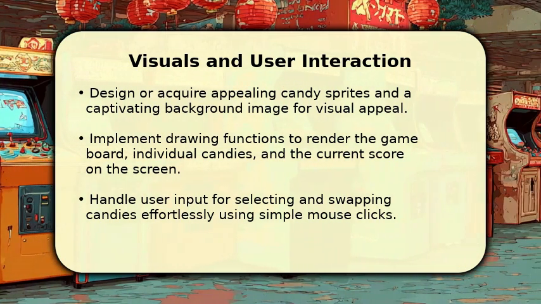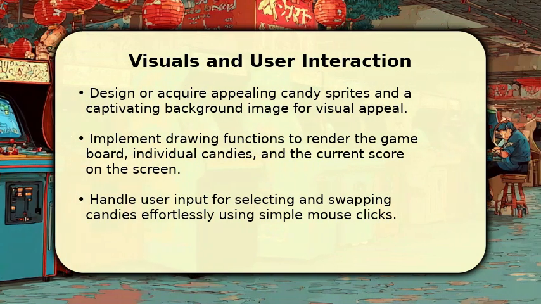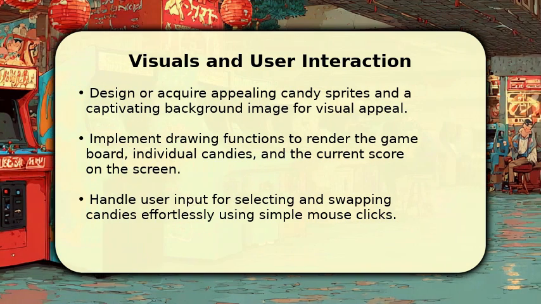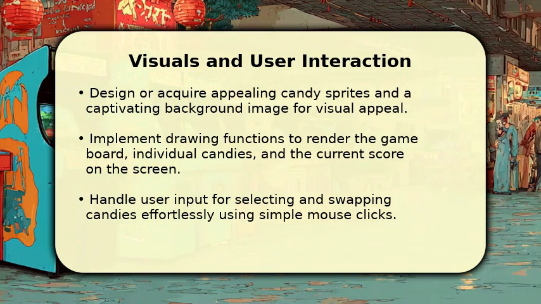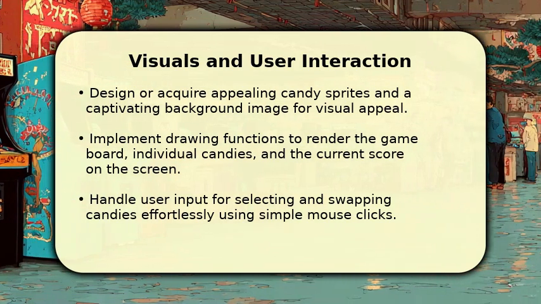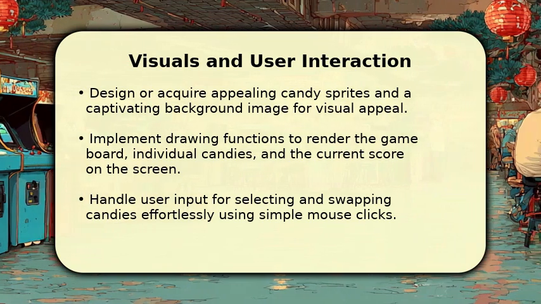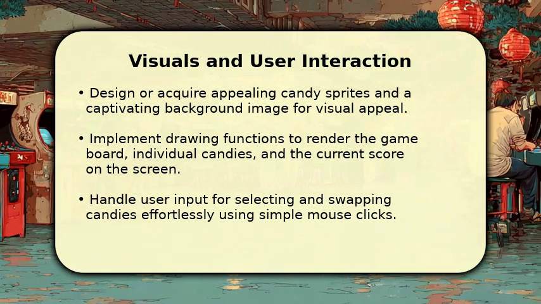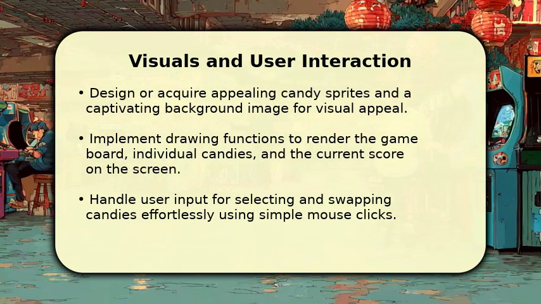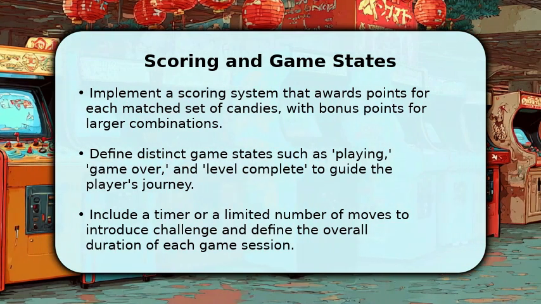Bringing your game to life visually is crucial. Design or acquire appealing candy sprites and a captivating background image to enhance the player experience. Develop drawing functions to render the entire game board, individual candies, and the current score on the screen. Crucially, implement robust event handling to process user input, allowing players to select and swap candies effortlessly using simple mouse clicks.